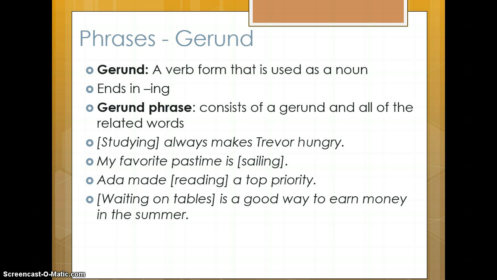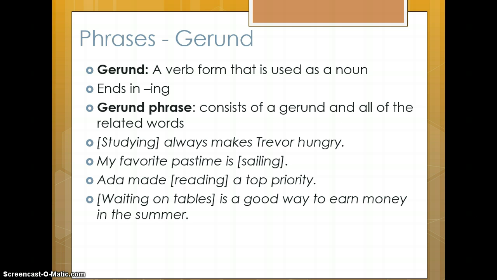And what you see in that last sentence is actually not just a gerund, but a gerund phrase. It's the gerund with its extra information, all of its related words. So waiting on tables, we need that prepositional phrase in order to make sense, because waiting is a good way to earn money doesn't make any sense.